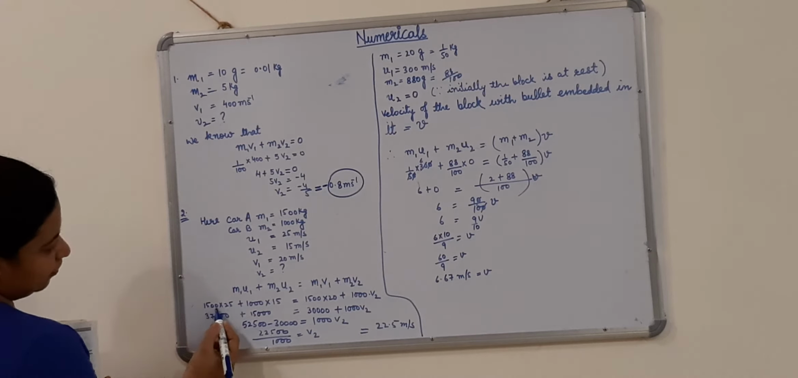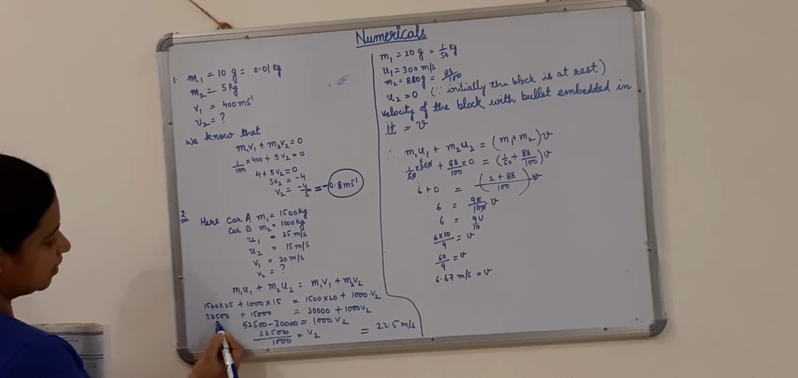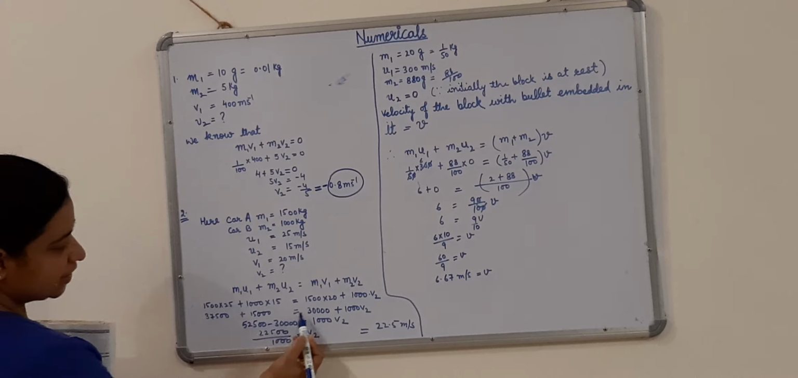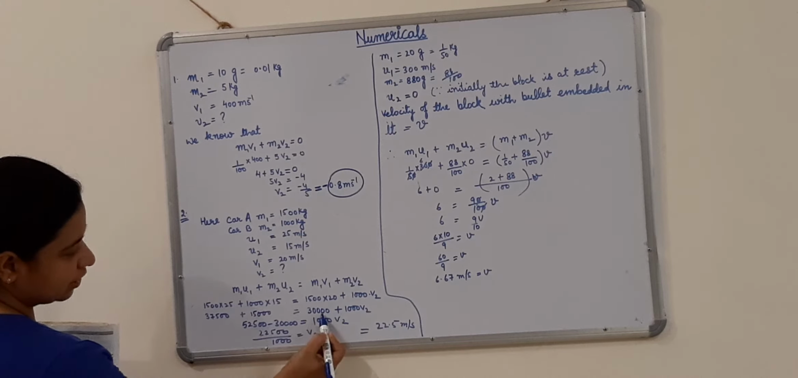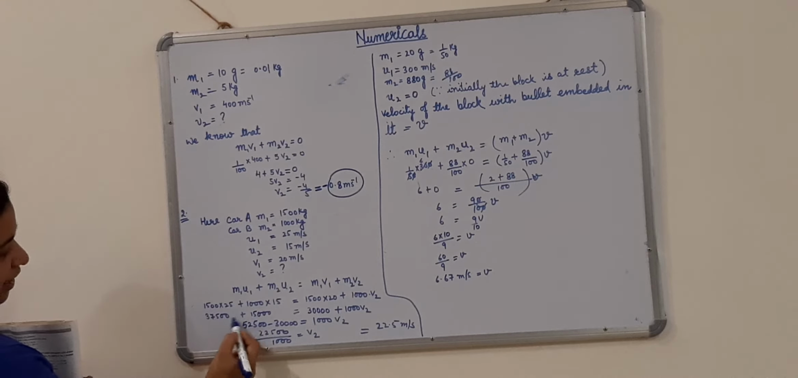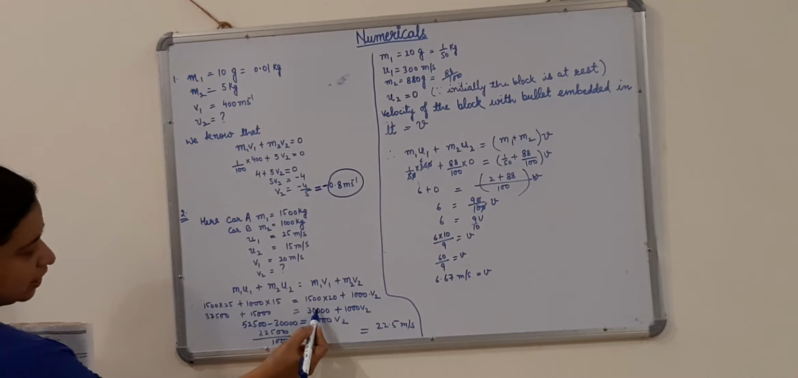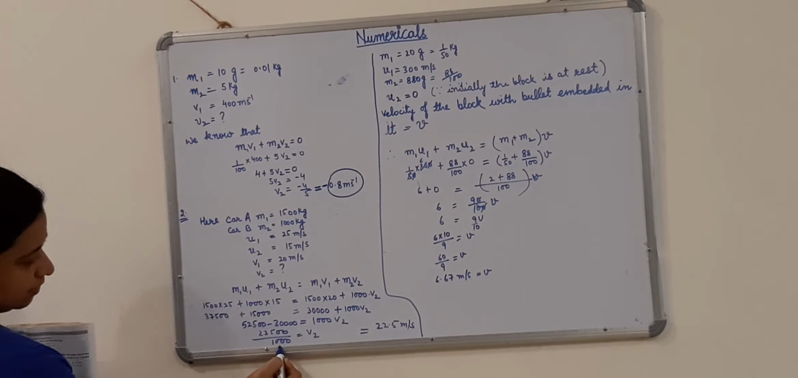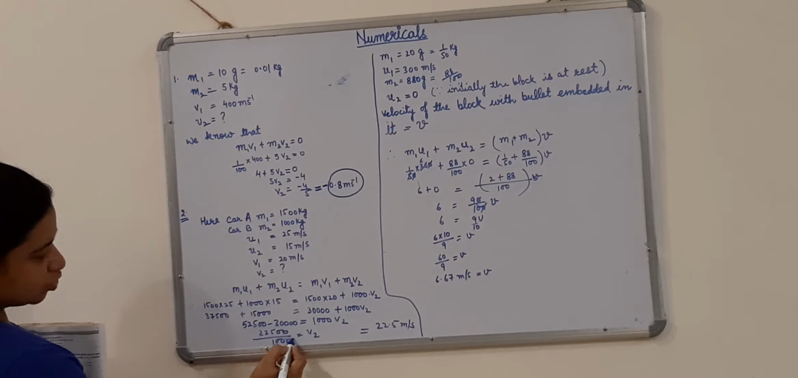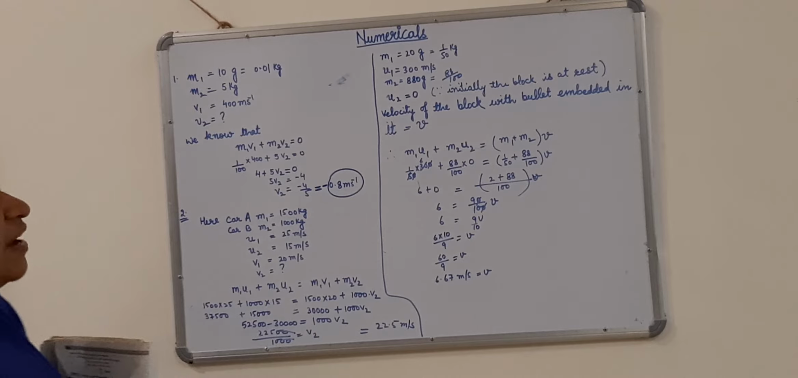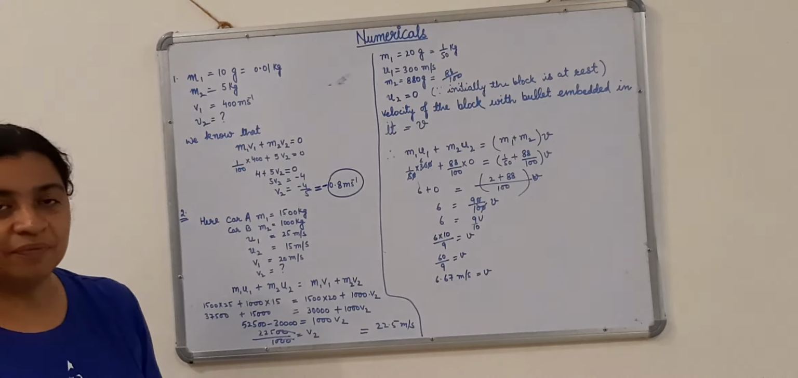When I multiplied 1500 by 25, I got 37,500 plus 1000 into 15, 15,000, is equal to 1500 into 20, 30,000, plus 1000 into v2. Now on adding these two, I got 52,500, and 30,000 I brought this side. So I got 22,500 is equal to 1000 v2. 1000 I will bring here, these two will be cancelled, and I will get 22.5 meter per second. This is the final velocity of car B.